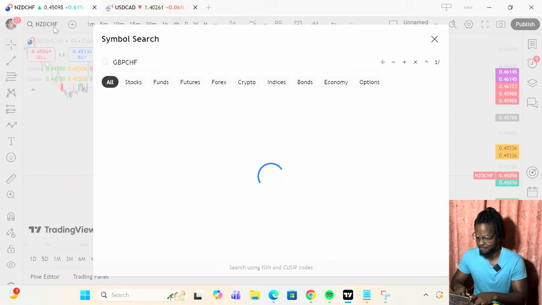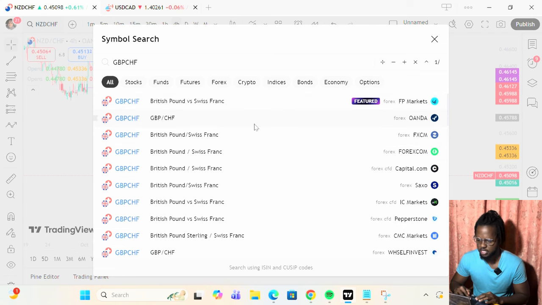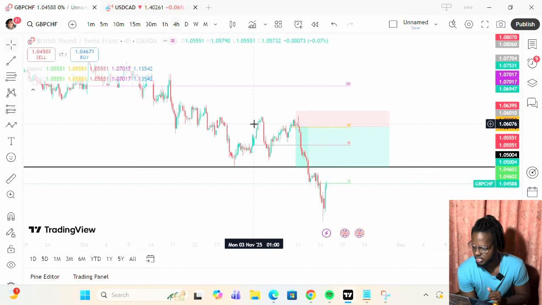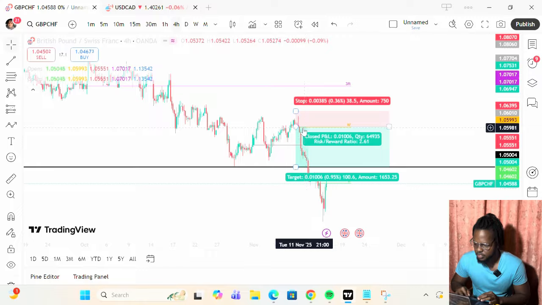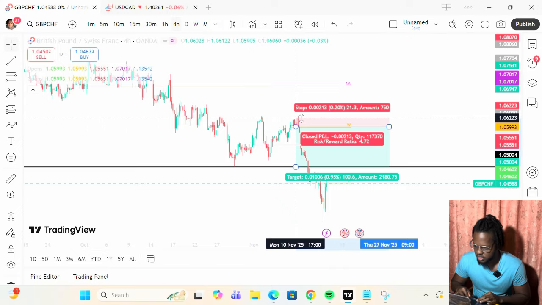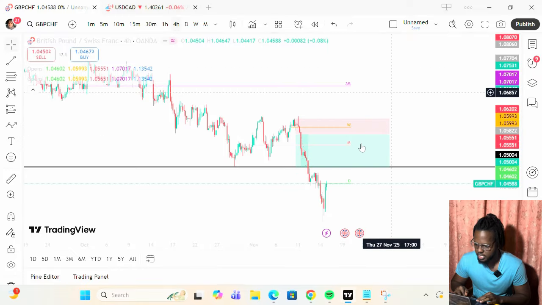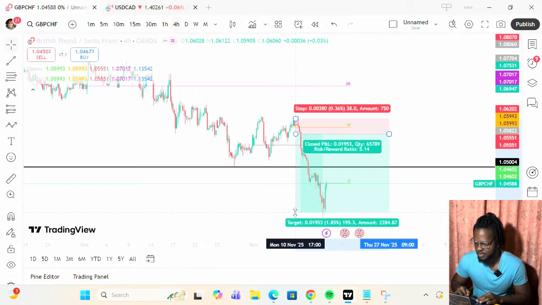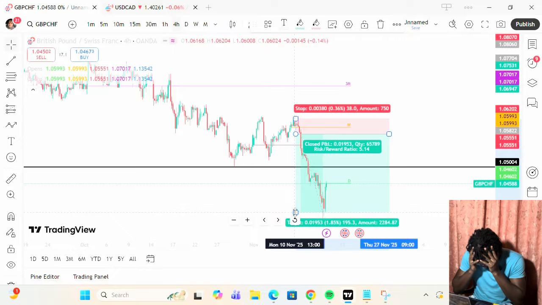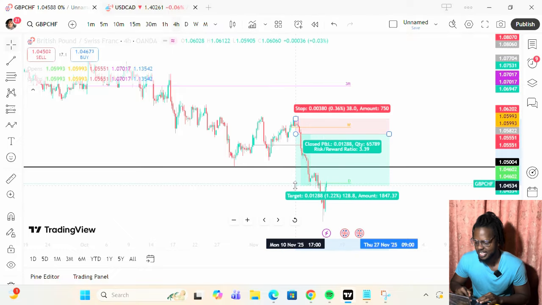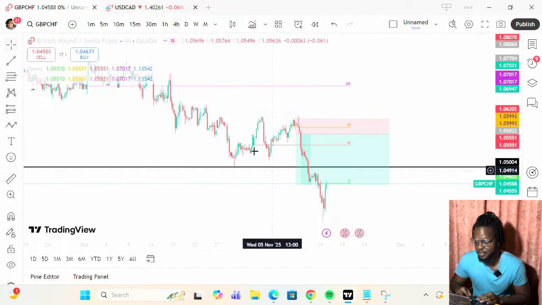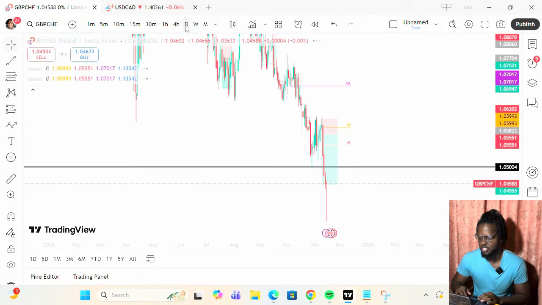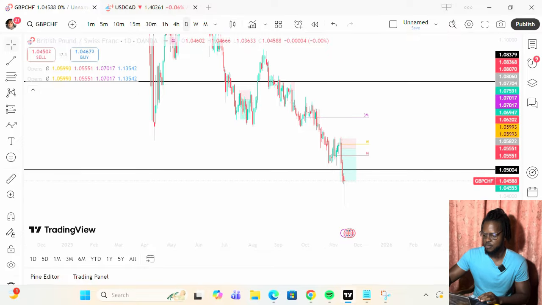GBP Swiss, this was the most painful one. Oh my goodness, I hope I still have my position open so y'all can see. This was not my position. My position was somewhere here. Yeah, so I got wicked out, and then price just dumped. Anyway, such is life. So yeah, we missed out on this one, but it was a good idea. This was the most bearish, honestly. Look at this. This hurts the most. This was the most obvious dump of them all.